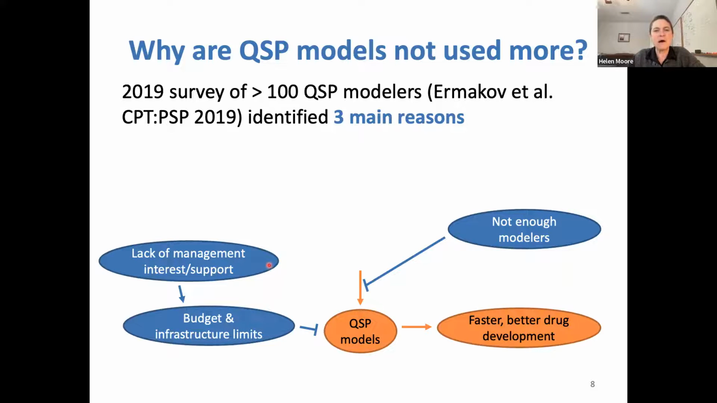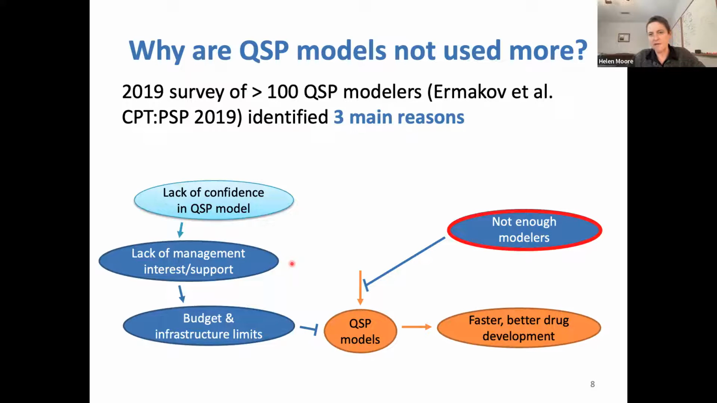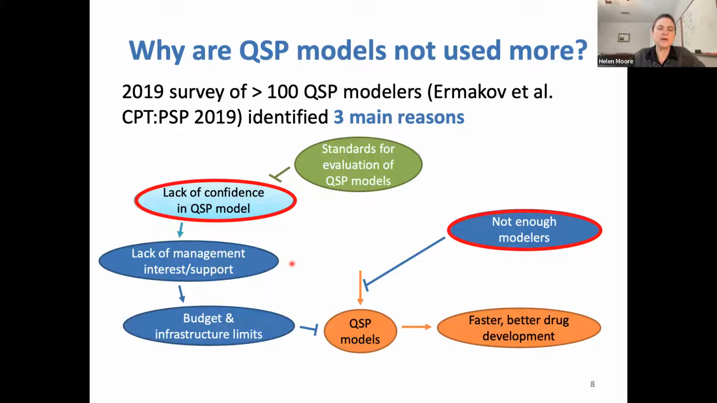And then if we think about, well, what's causing this lack of management interest and support, it's really, I would say, a lack of confidence in QSP models. So that reason I'm not going to address, but this reason is really an important one for today. And I'm going to posit that it's the standards for evaluation of these models that would lead to that; the lack of standards is blocking our confidence in these QSP models. Okay, so that's what I'm going to focus on, the standards today.